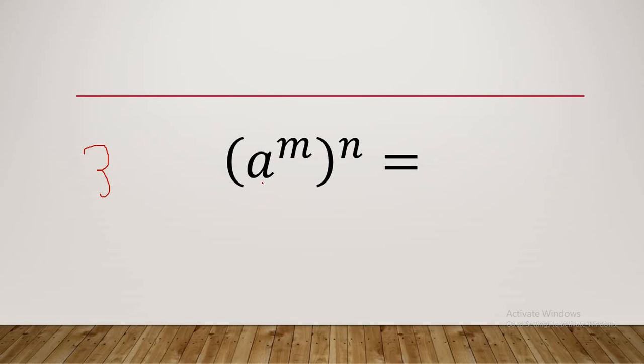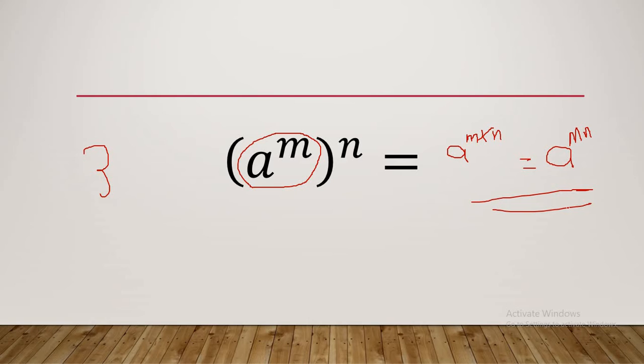When you have a raised to the power m in brackets, in parentheses, raised to the power n, this means you are multiplying the power inside the parentheses by the power outside. We have the base a. So in this case, we multiply the powers. The right answer is a raised to the power m times n, which is equal to a^(mn). That is the right answer. This is rule number 3 in indices.